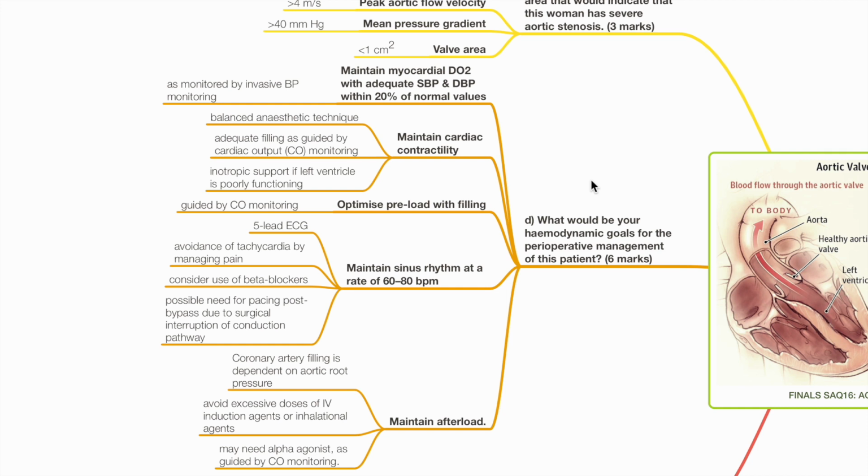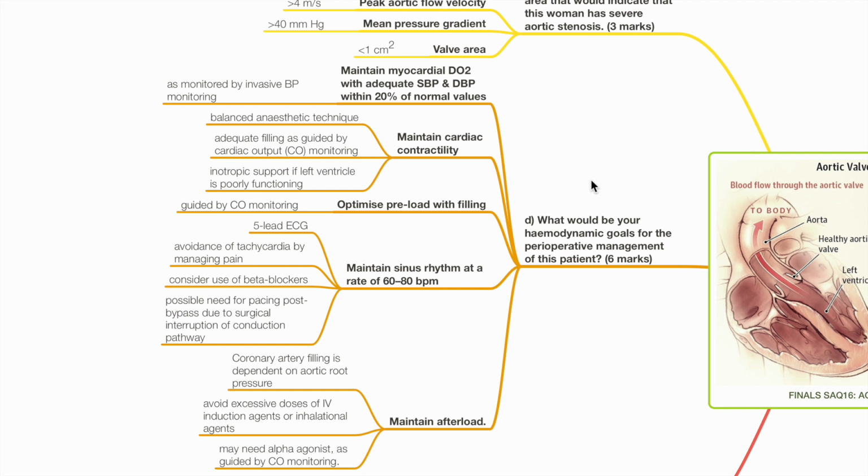Optimization of preload with adequate filling guided by cardiac output monitoring. Maintenance of sinus rhythm at the rate of 60 to 80 beats per minute. Monitoring with 5-lead ECG. Avoidance of tachycardia. Good management of pain. Considering use of beta blockers. And possible need for pacing post-bypass due to surgical interruption of conduction pathway.